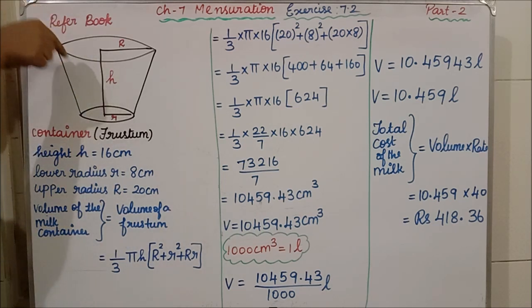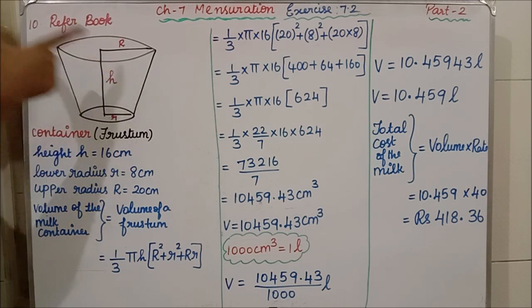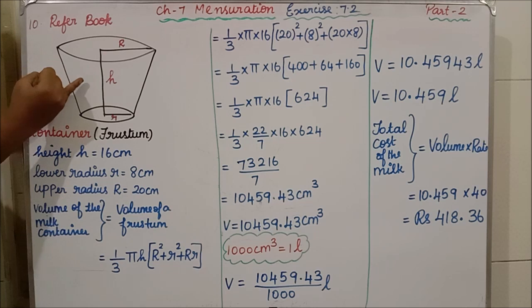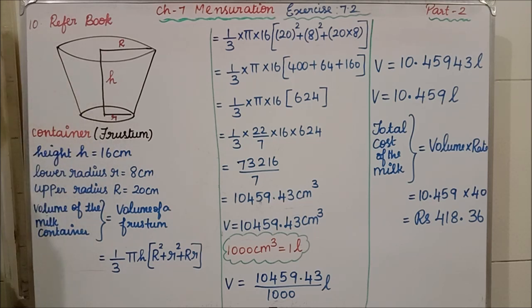So if the bucket is holding 8 liter, then what will be the total cost of this milk, they are asking in the question. Like that only they are asking. Can you able to understand the question? First we have to find the volume of the frustum and that answer you have to multiply with the 40. Clear, students, all of you?